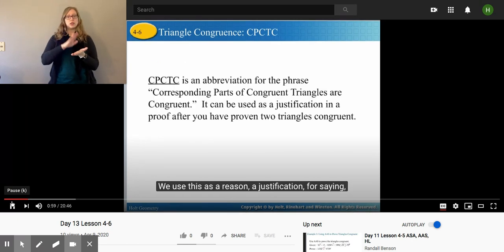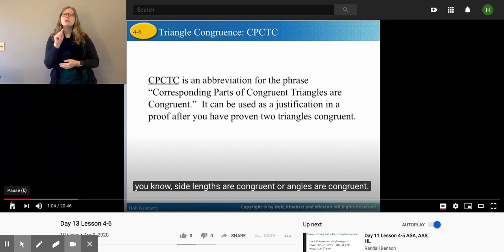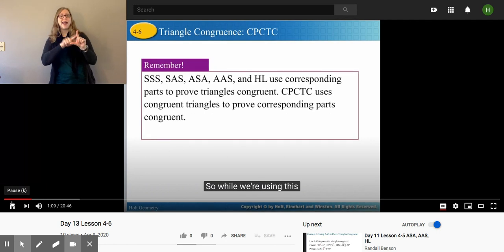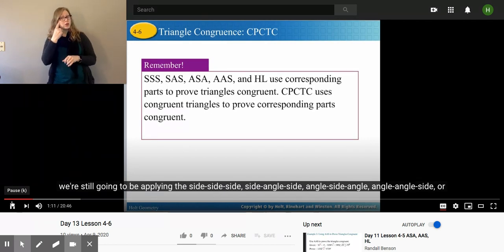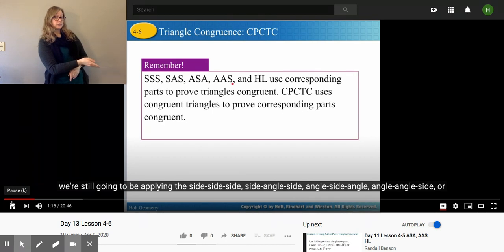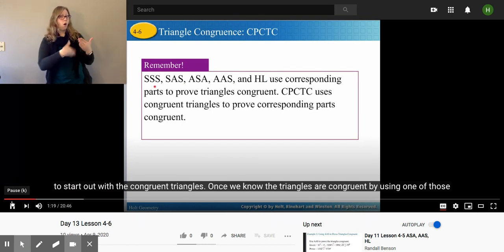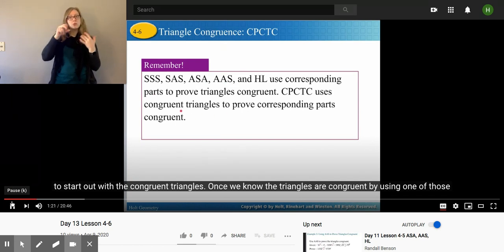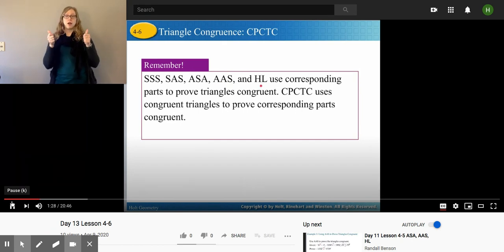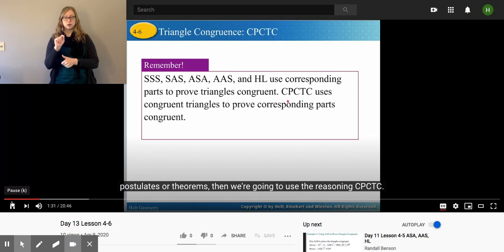We use this as a reason, a justification for saying side lengths are congruent or angles are congruent. So while we're using this, we're still going to be applying the side-side-side, side-angle-side, angle-side-angle, angle-angle-side, or hypotenuse-leg to start out with the congruent triangles. Once we know the triangles are congruent by using one of those five postulates or theorems, then we can use the reasoning CPCTC.